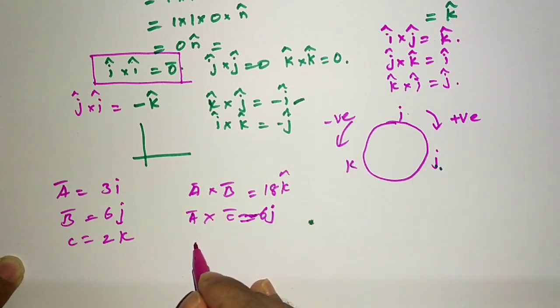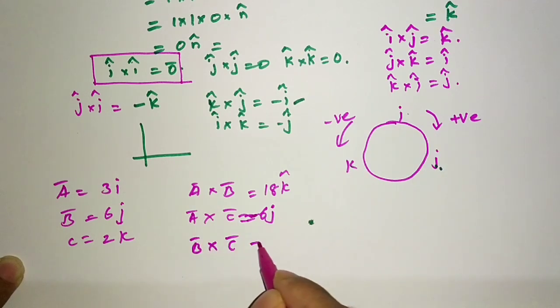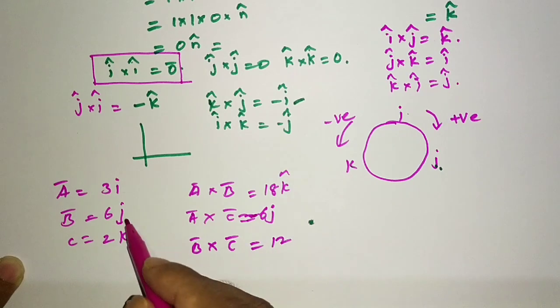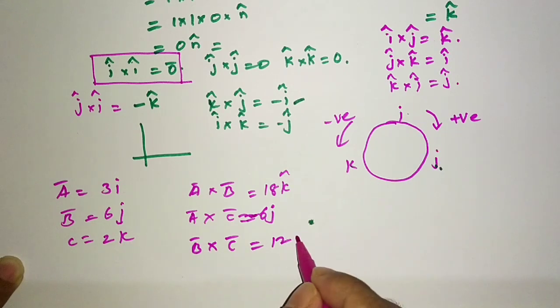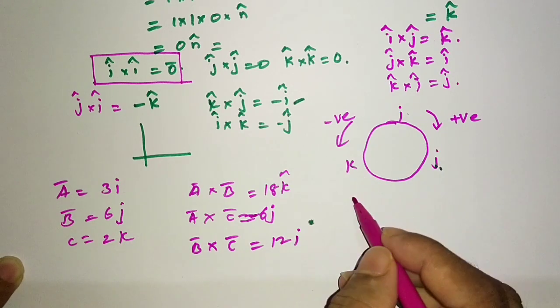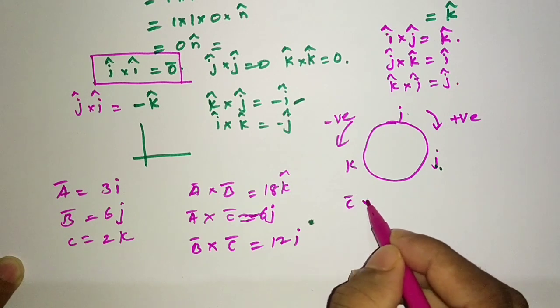Next, tell me what is b cross c. 6 into 2 is 12. J cross K. J to K is clockwise, so positive I. Clear? Now what is c cross a?